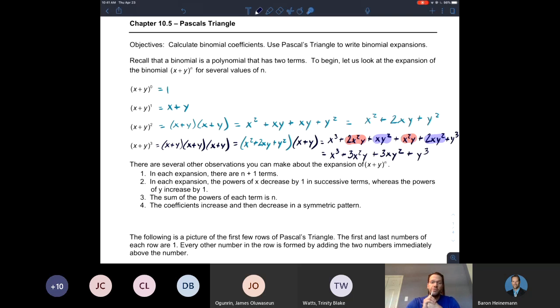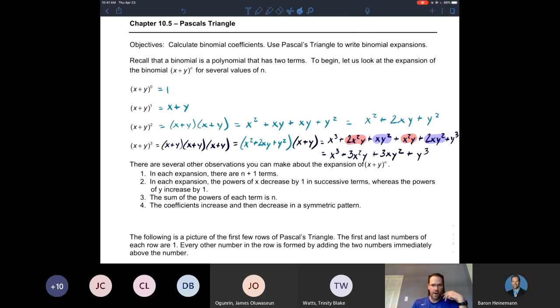Okay. The objective here, the reason why I'm doing this, is we want to look at a pattern. We want to figure out what happens if I did x plus y to the 4th power, or x plus y to the 5th power. Obviously, it's going to get bigger and bigger, but there are some patterns that you can recognize just by going through the 0 power, the 1st power, the 2nd power, and the 3rd power.